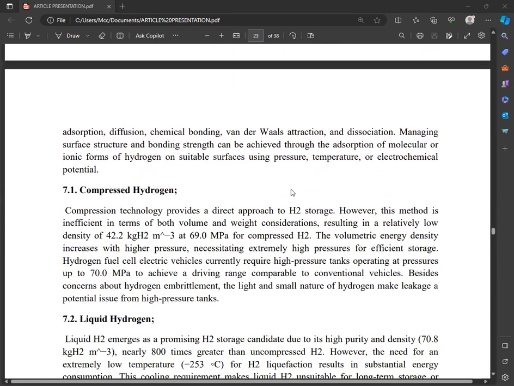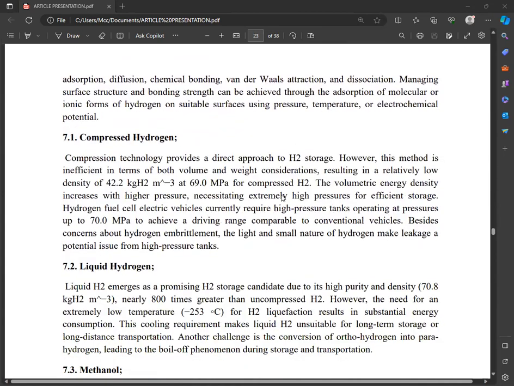Firstly, we will see how we can store hydrogen in the form of compressed hydrogen. Compression technology provides a direct approach to hydrogen storage. However, this method is inefficient in terms of both volume and weight considerations, resulting in a relatively low density of 42.2 kilojoules of hydrogen per meter at 69 megapascal for compressed hydrogen.